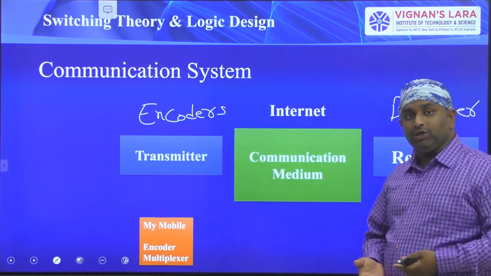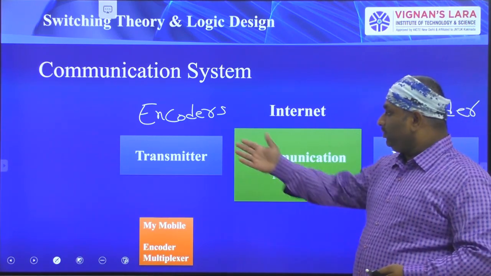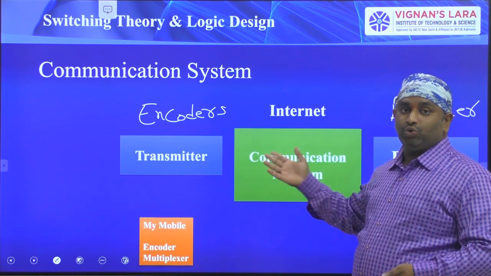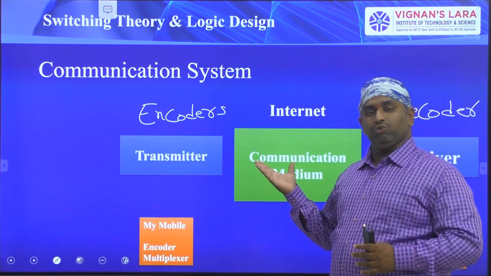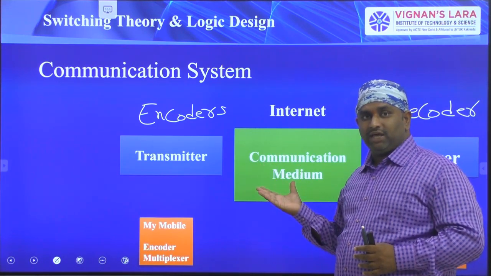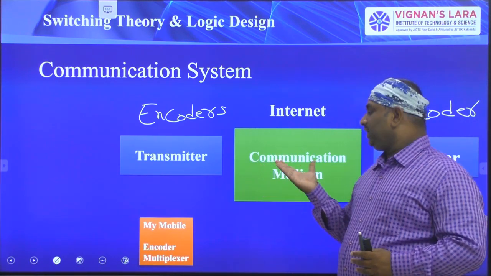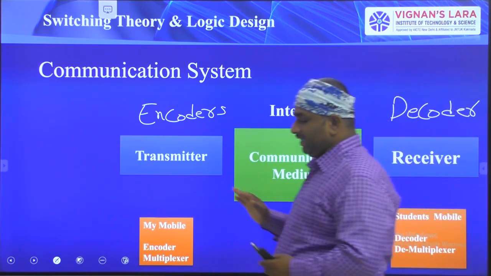Previously, we used landline phones. At that time, two telephones were connected with wired communication. At present, our mobiles are wireless devices. Okay, so this is an example.